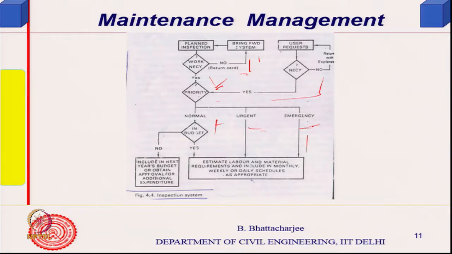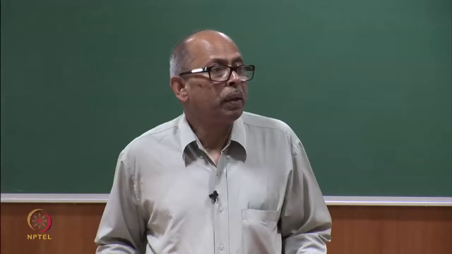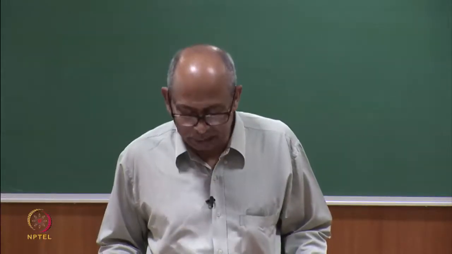So, emergency you will do on a weekly basis, urgent you might do on a monthly basis, and if it is normal, then see whether you can outsource it to a contractor or something like that. So, planned inspection is a must for a planned maintenance system, right.